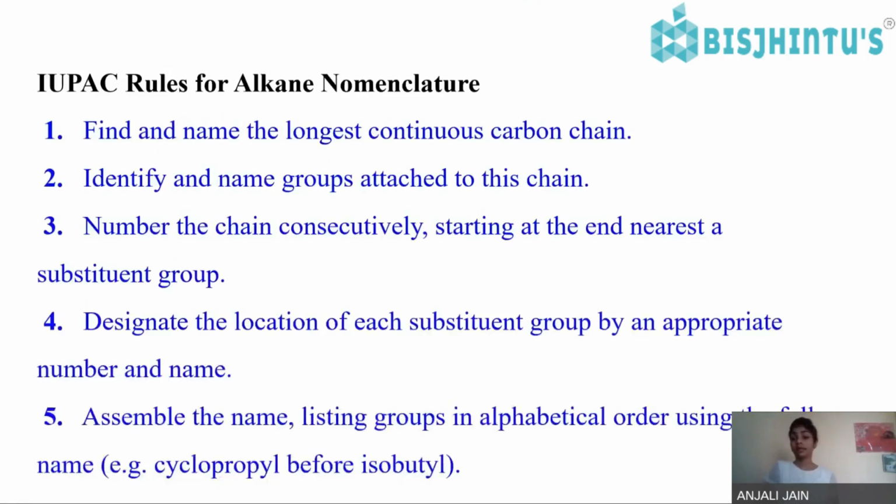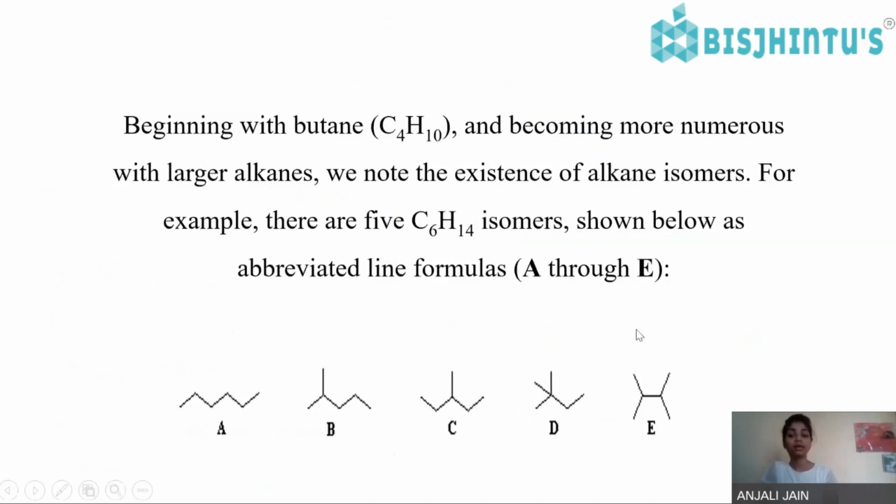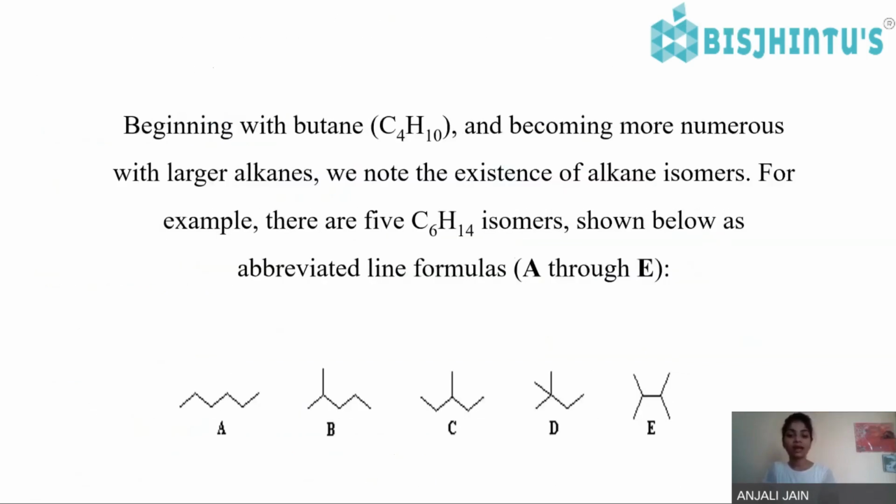So, the basic nomenclature rules for the alkane moiety. Okay. First, name the longest continuous carbon chain. It has to be continuous. Like when we were looking at the isomers of hexane, we looked in the E structure for the continuous chain of hexane. Then identify and name the groups attached to this chain. Now what we will do? We identify that 2 methyl groups have been attached at the second and the third position.